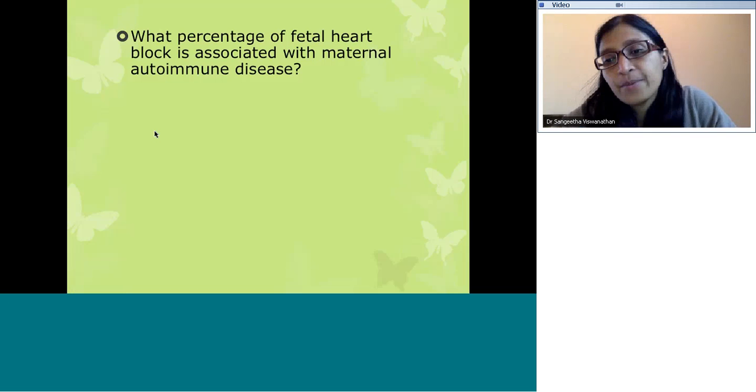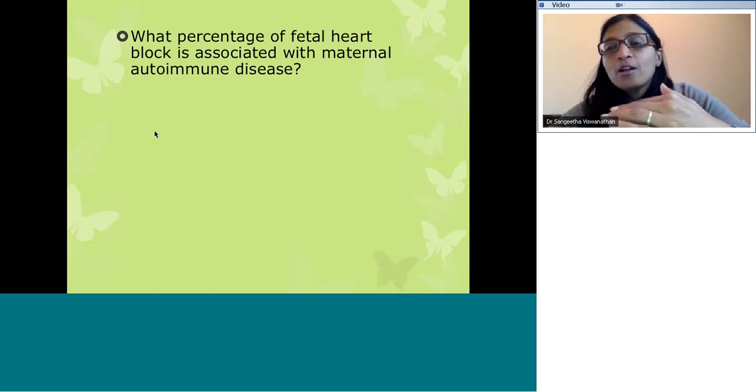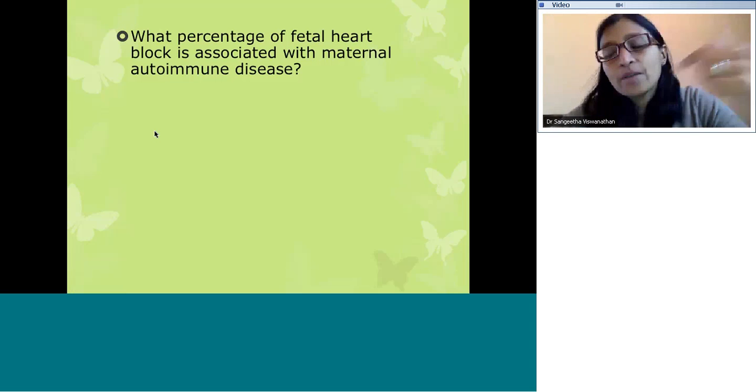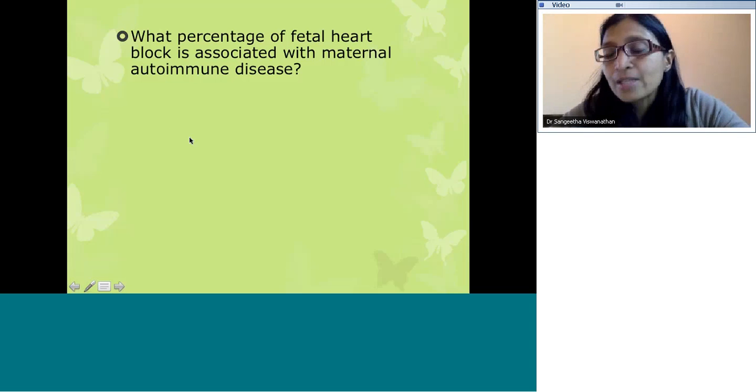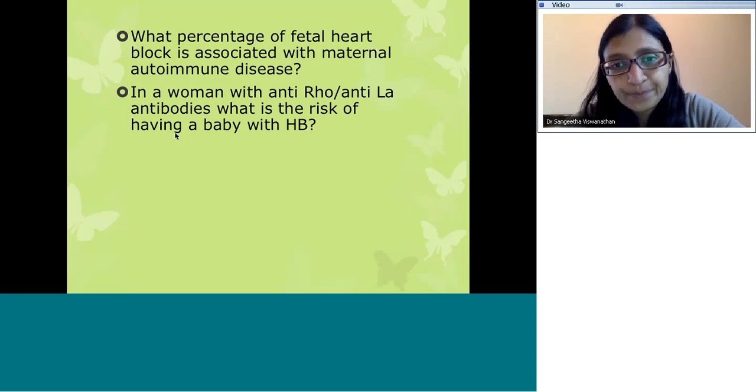Only around 5%. Okay. Now, so the chances of a lady with SLE having a child with complete heart block is about 5%. But if it is a second pregnancy, what happens to this risk? Does it increase or does it decrease? Correct. So if it is a second pregnancy, the chances of the second child having complete heart block are higher. When the first child has already had complete heart block, the chances of the second child having complete heart block are higher. It's about 15 to 20%.